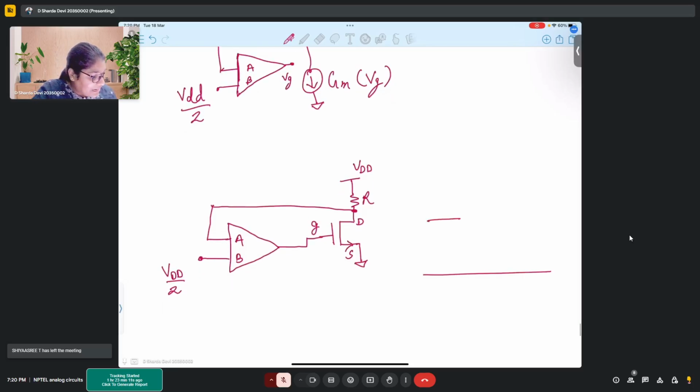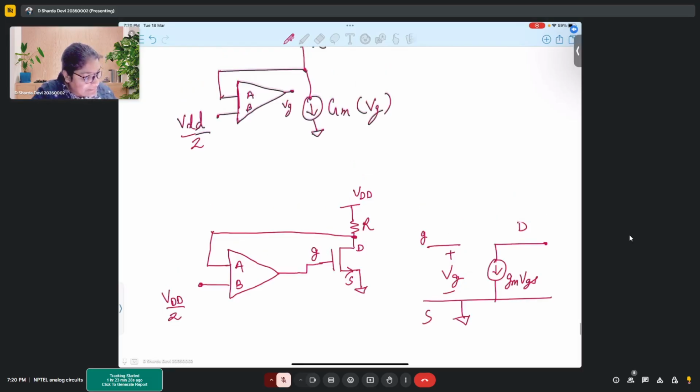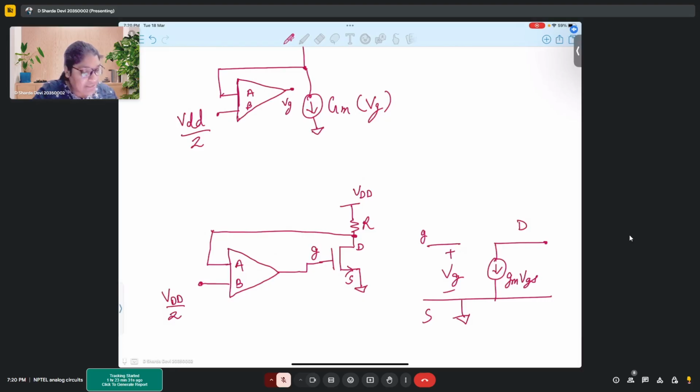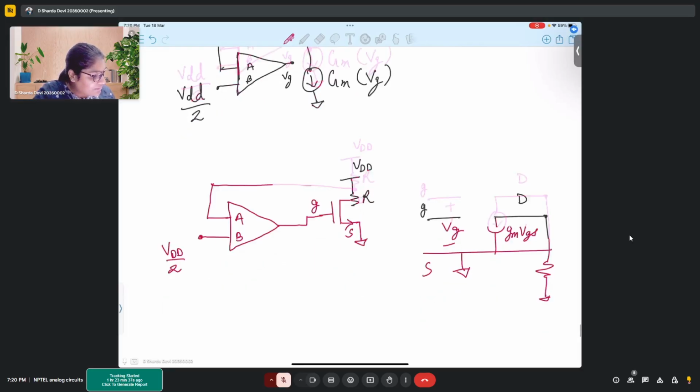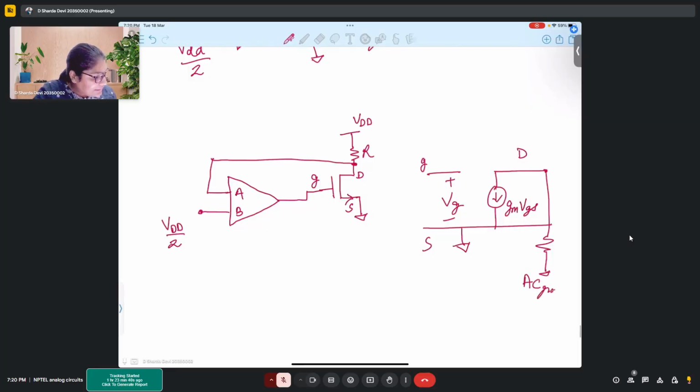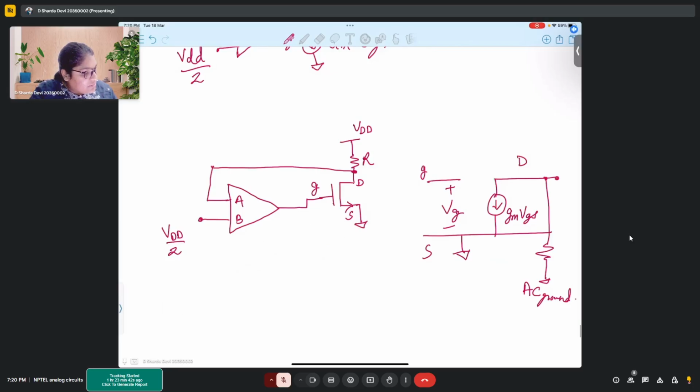And for a MOSFET, how does the small signal model look? This is gate, this is source which is grounded, this is drain. Here you have a current source which is GM VGS, this is plus minus VG, and here you have D, and the resistor that is connected to the VDD would also come here and it will be grounded. So this is basically AC ground, right? This is where you take your V out. Okay. So now the question is, you want to observe a negative feedback.